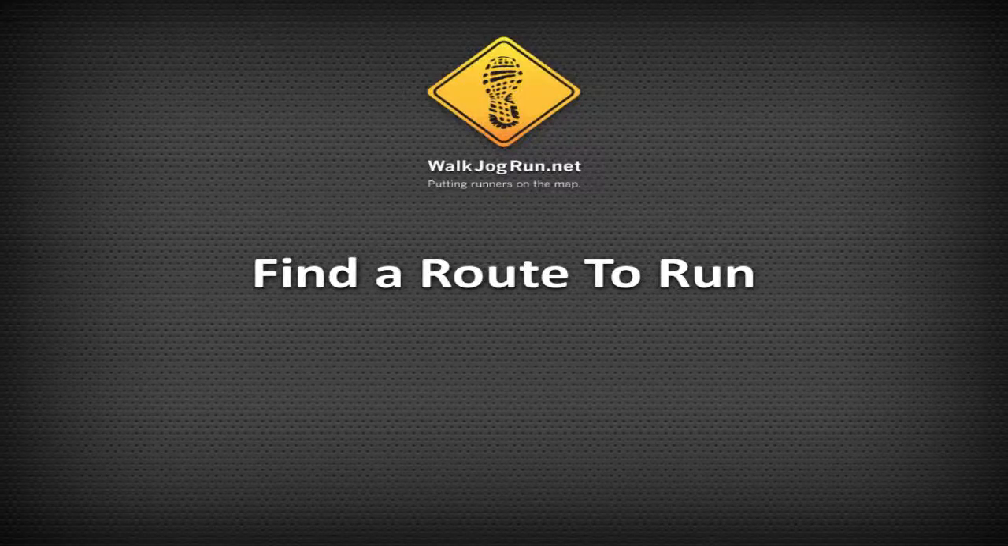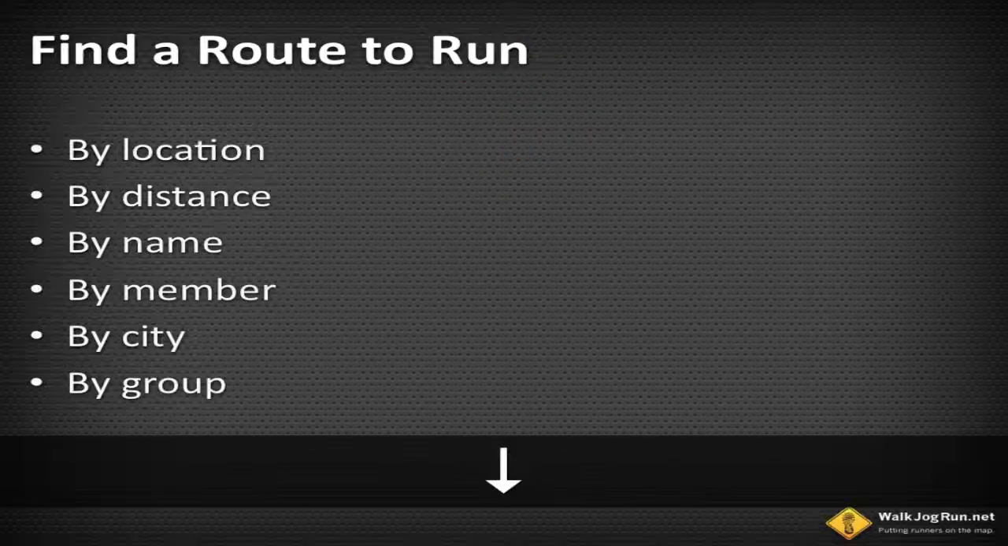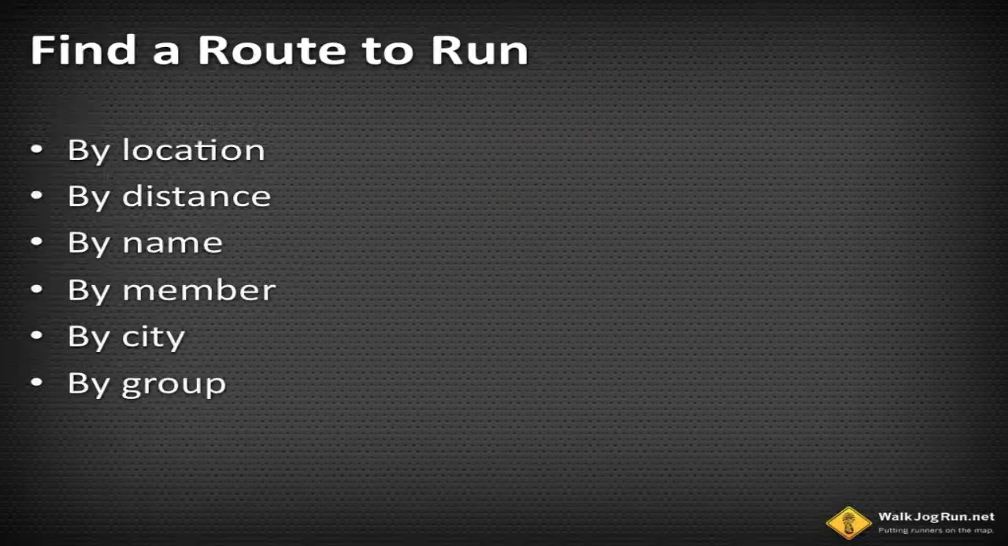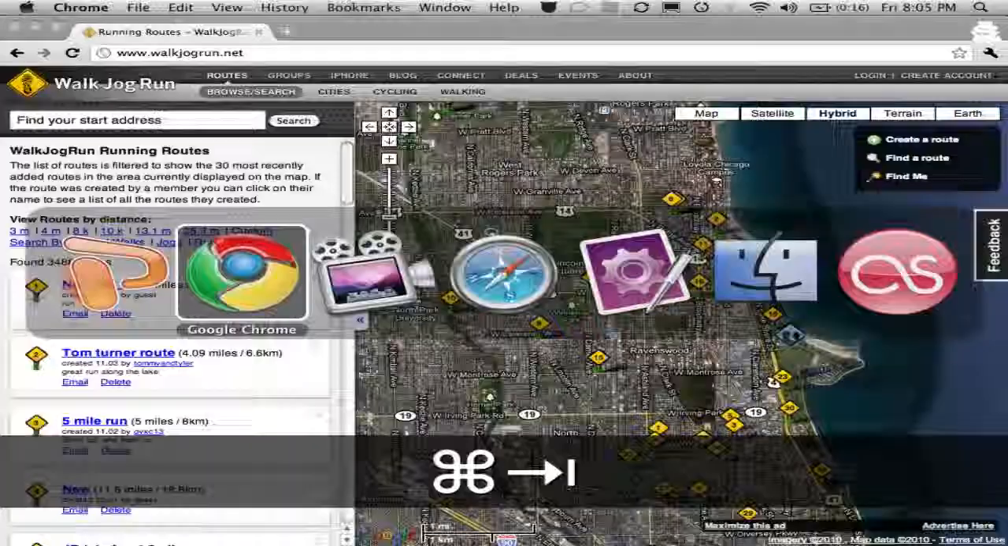Today I'm going to show you how to find a route to run on the site. There are many ways to find different routes. I'm going to go through some of them, including how to find them at your current location, how to look at them by distance, to filter by distance, by name, so the name of the route, by member, if there's a particular member that you like the routes of, and by city, if you wanted to look in a certain city, or also by group as well. So we have running groups and you'll be able to see those.